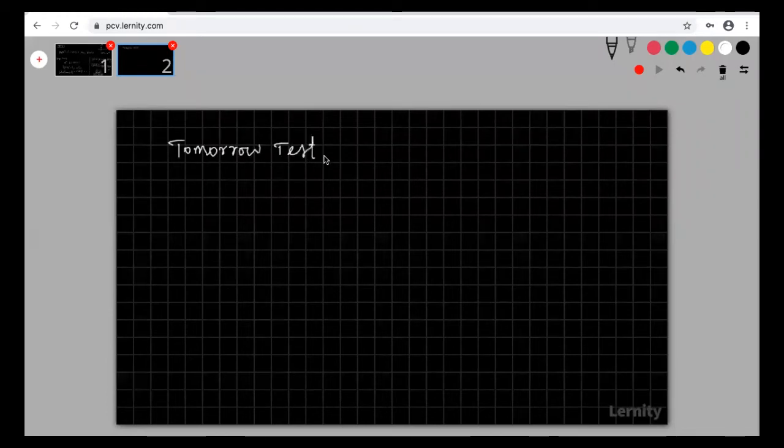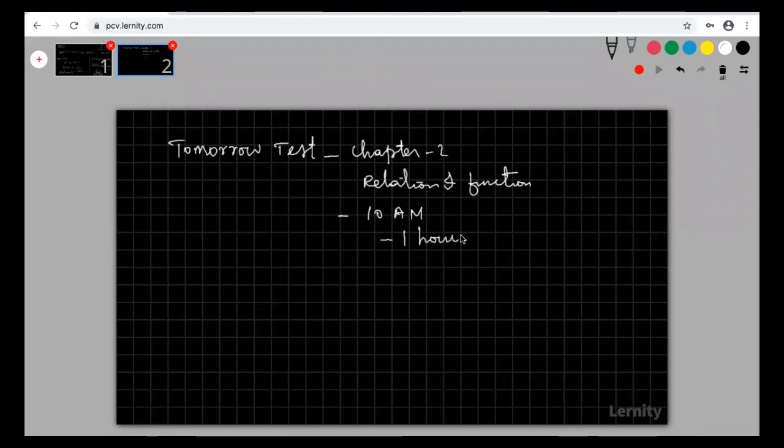Tomorrow's test portion is the second chapter, Chapter 2, relations and functions. The test is at 10 a.m. in the morning and will be 1 hour. You have to write it in the morning itself.